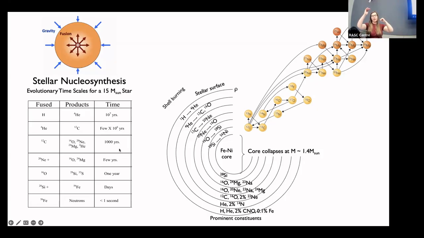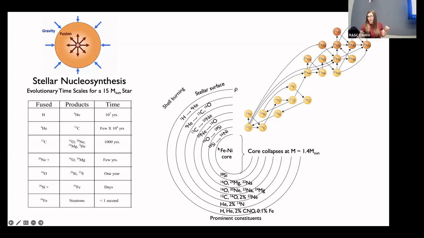You can see all of these different transitions, from going from hydrogen to helium or going from helium to carbon, have very different timescales. This is more than 1 billion years right here, something like 1,000 years to fuse carbon. And then once you get down to something like iron, you're less than a second all of a sudden.